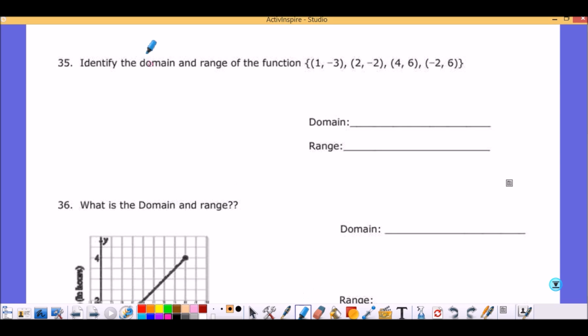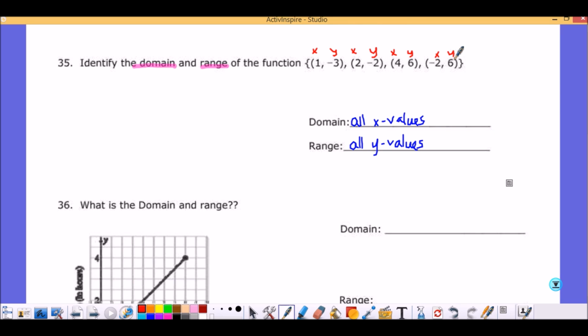All right, so in problem number 33, we want to find the domain and the range. So do you remember the definition for domain and range? Remember, the values for domain are all the x values, and the range are all the y values. So what we're going to do is take a look at each of the ordered pairs and label my x and y's.